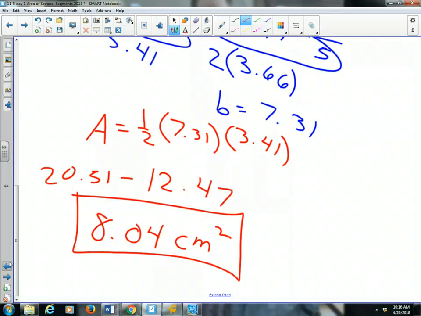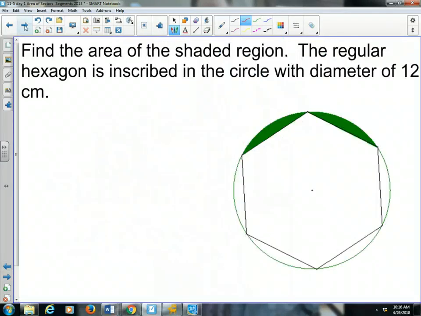And our last one for today. This one says find the area of the shaded region, so very similar to the last one. The hexagon is inscribed, and it's a regular hexagon with a diameter of 12 centimeters. So what we're going to do here, class, is draw this sector, and find the area of the green segment, just like I did on the last problem, and then I'm just going to double it because the area of this segment is congruent to the area of this segment. Because in a regular polygon, all of these sides are congruent.